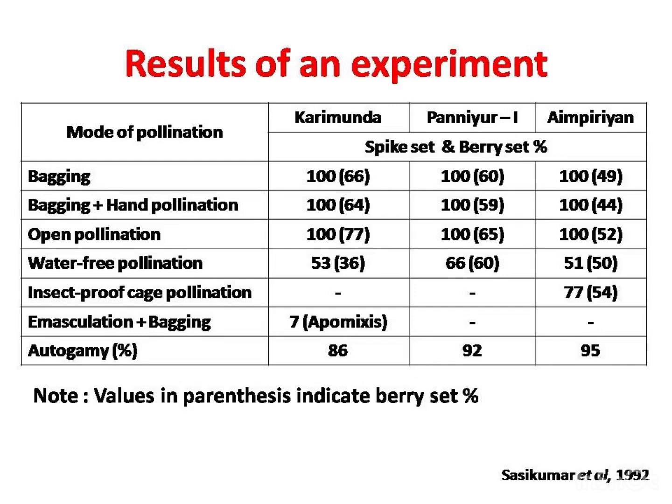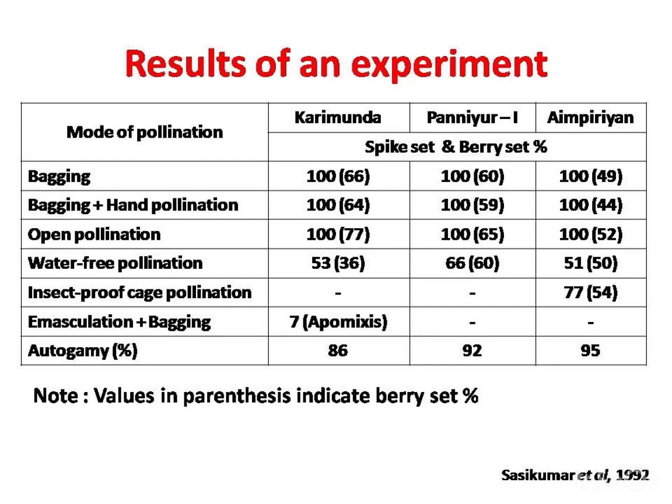Let's see. So either only bagging, followed by hand pollination, and in open pollination, in all the cases, spike set is absolute. That is, 100% spike set is there. But if you see the berry set percentage, in case of bagging, in Karimunda it is 66, bagging followed by hand pollination it is 64, open pollination 77.